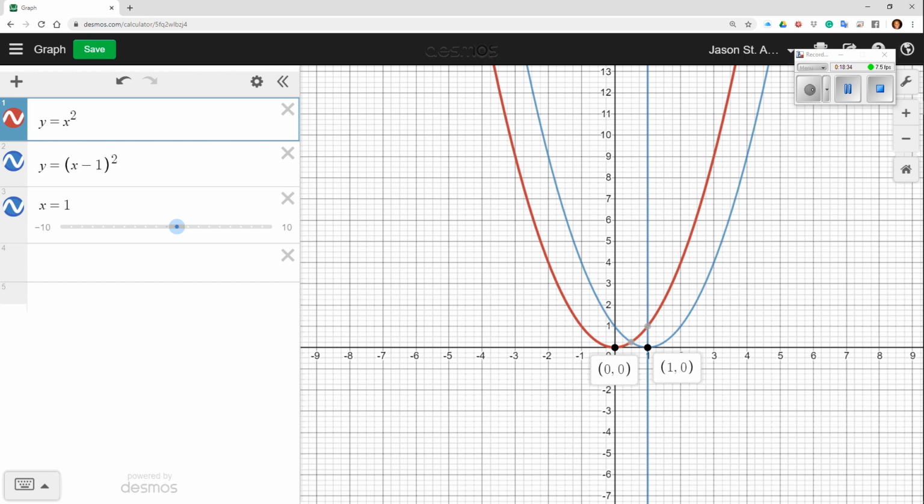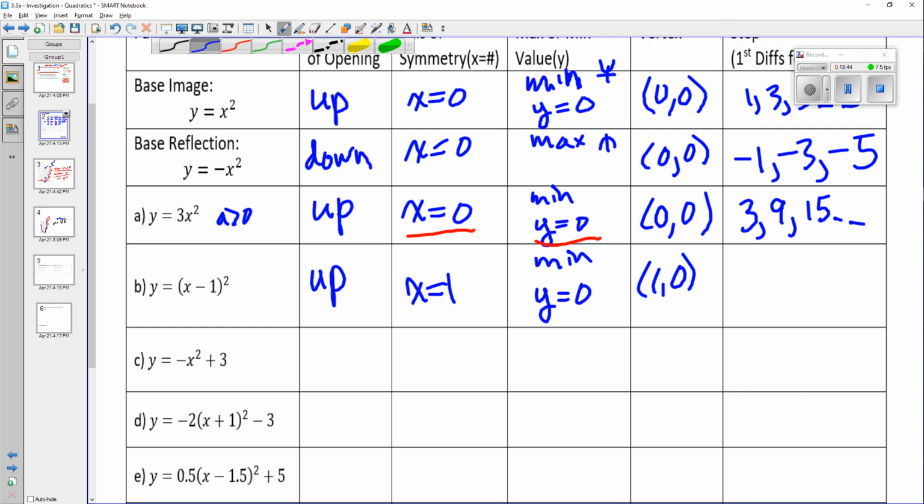So if you think about measuring our points from the vertex of the second graph, the steps that we have are exactly the same as before. So we have 1, 3, and 5 for our steps.